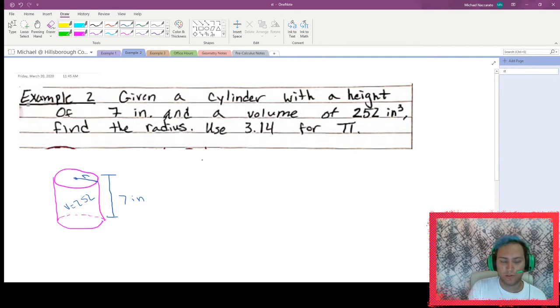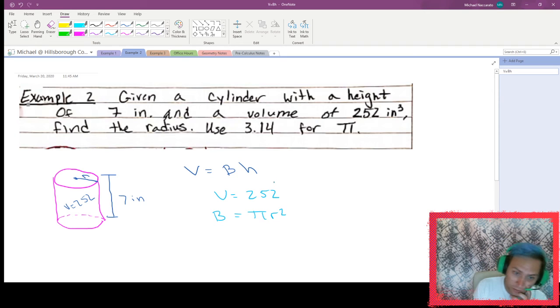So what that tells me is if I take this formula, volume equals big B times h, I know a lot of those key pieces there that I need. I know that the volume is equal to 252. I don't know what big B is, but I know that big B is the area of a circle, and the circle is pi r squared. I don't know what r is, though, so I can't actually do anything there. But I could write it like that, pi r squared. And I know my height is 7. So with those things, I can plug that all in then and see what I can work out.